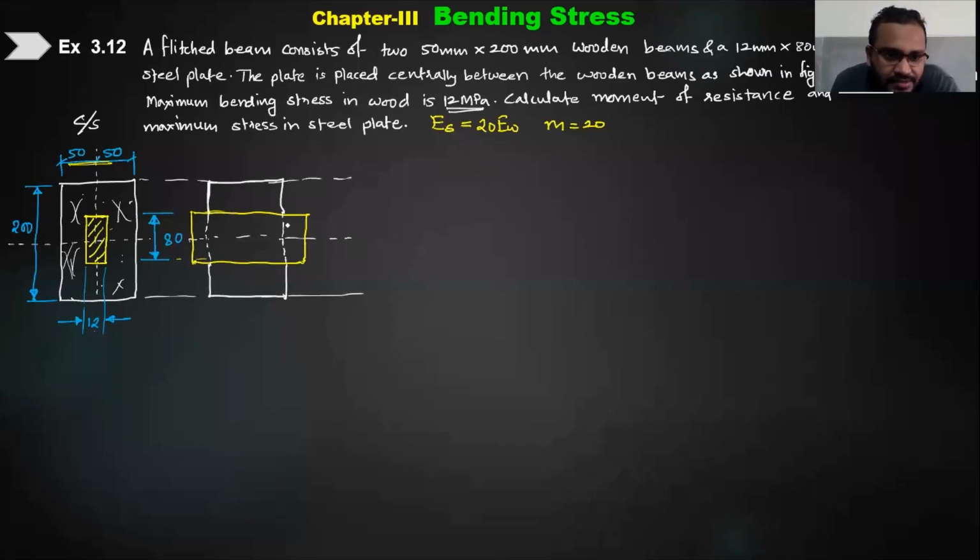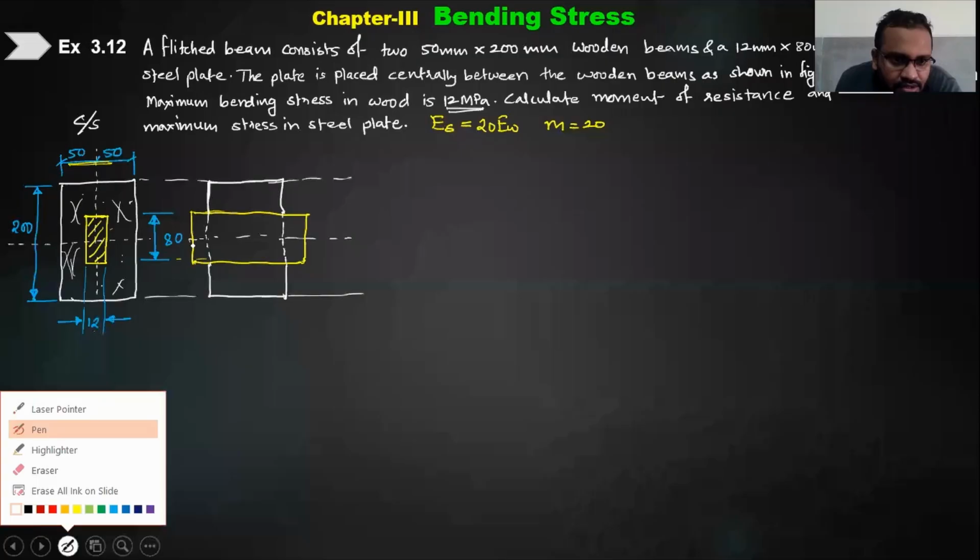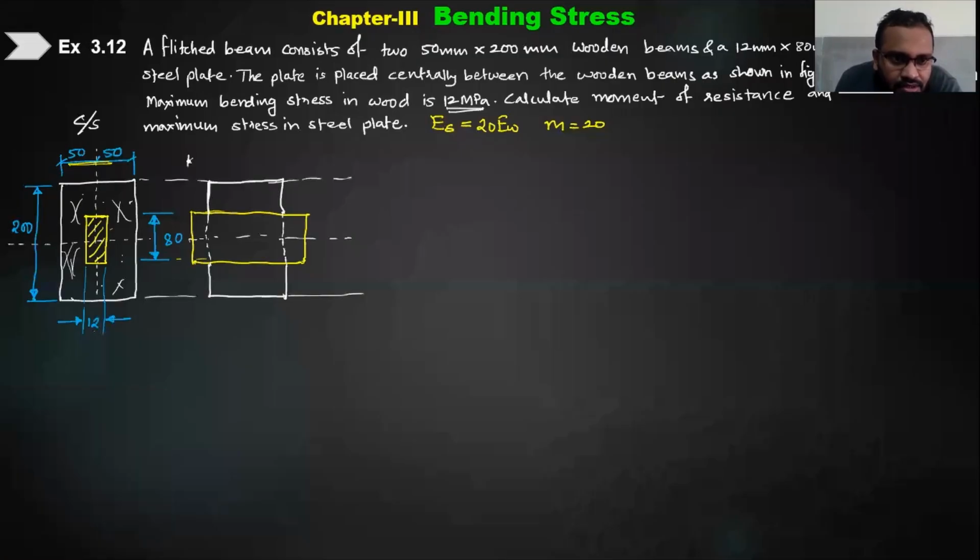So as you can see, steel we have already converted. Now the dimensions for the converted steel, how much will be the dimension? As you can see, this dimension is going to be 12 multiplied by 20, which will be 240 mm. And this dimension was already, let's say, 100 mm.